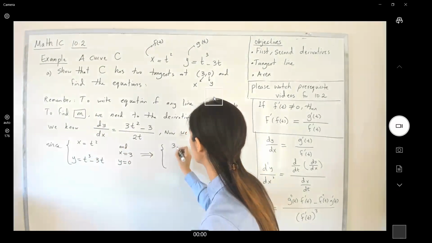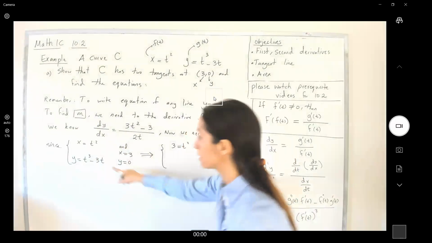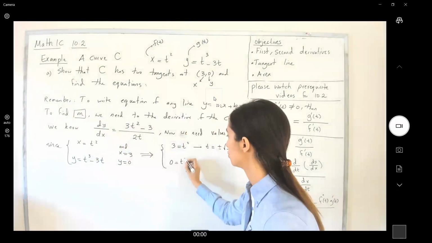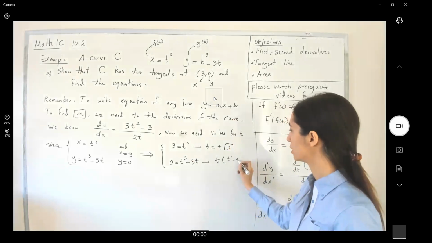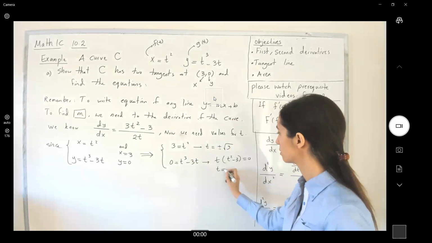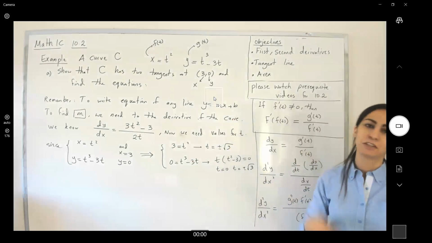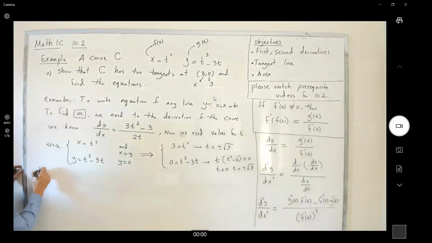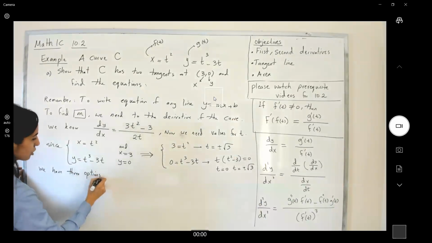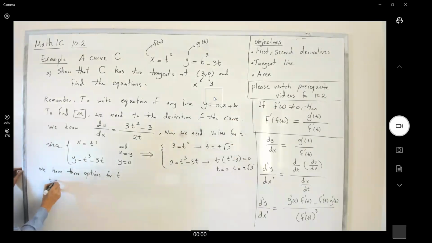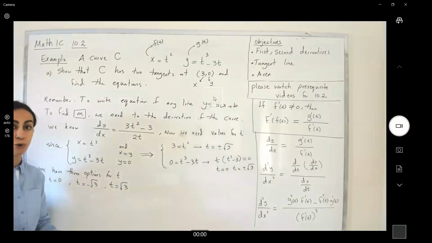So here 3 is equal to t squared. It means that my t is plus or minus the square root of 3. Then my y is equal to 0. So 0 is equal to t cubed minus 3t. It means that if I factor out t, I get t squared minus 3 equal to 0. So t is 0, or t is plus or minus the square root of 3. How many options do I have for t? 3 options. t can be 0, t can be negative square root of 3, t can be positive square root of 3. Which one is acceptable?